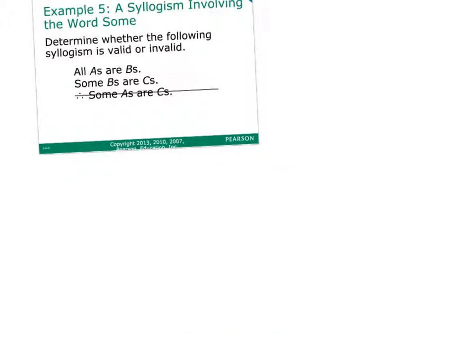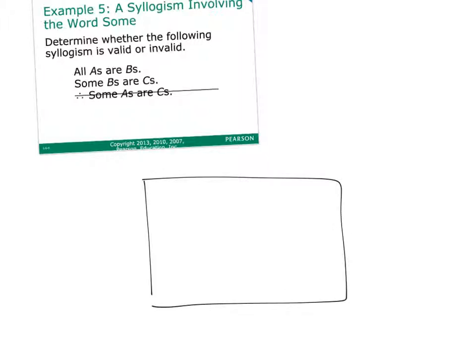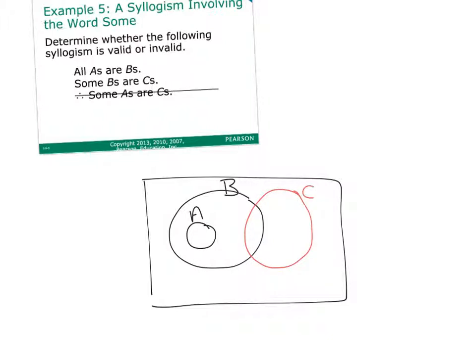Oops, I erased my whole thing. So, if all of the A's are part of the B's, are we forced to have some of the A's be part of the C's? No, we're not. You are allowed to have some B's be part of the C group and not have that include any of the A's. So again, this is an invalid argument. Okay, last example.